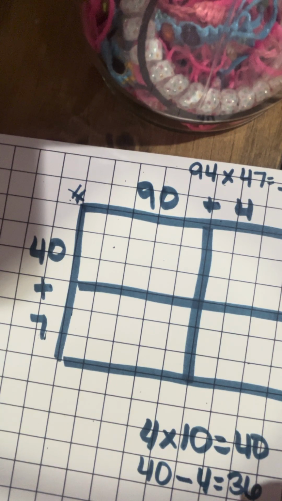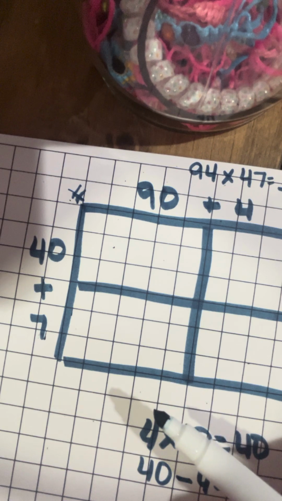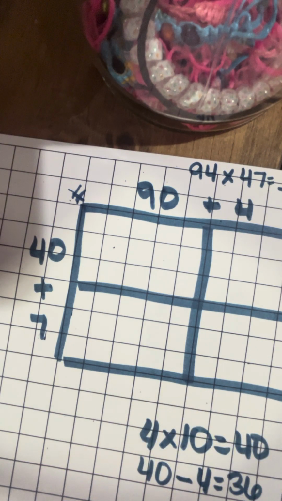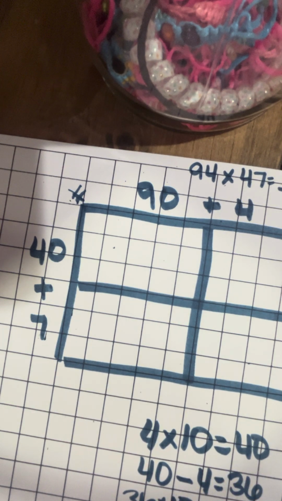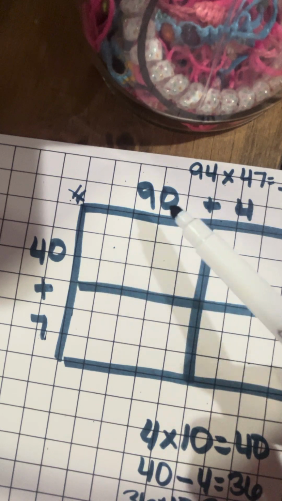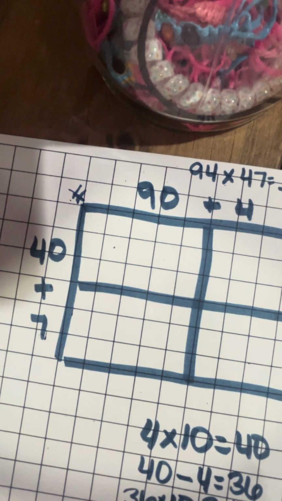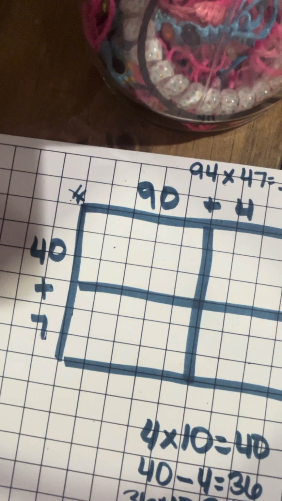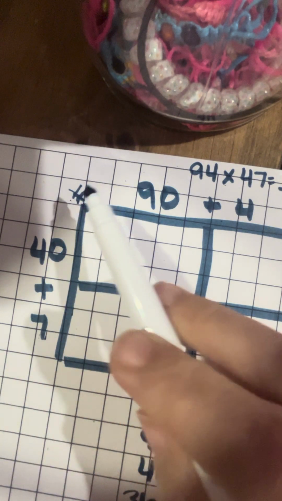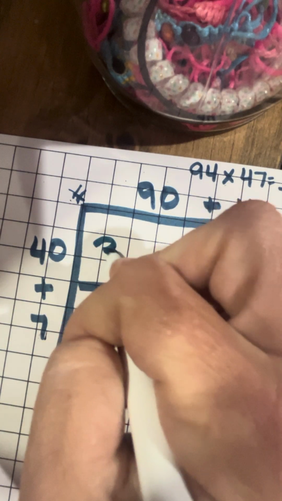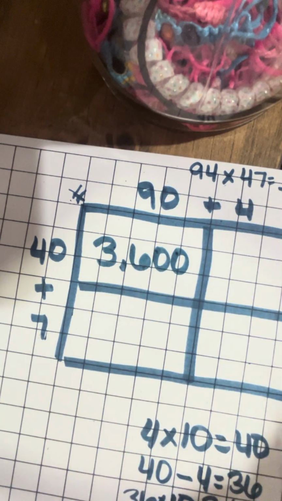Well, I know that 40 is 10 times 4. So I need to multiply 36 times 10, and that will give me 360. Well, I also know that 90 is 10 times 9, so I need to multiply 360 times 10 to get 3,600. So 40 times 90 is going to be 3,600. I'm going to write that in this box here.